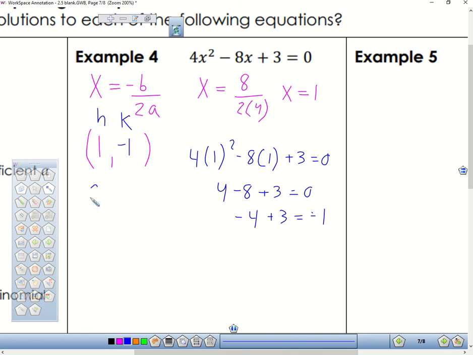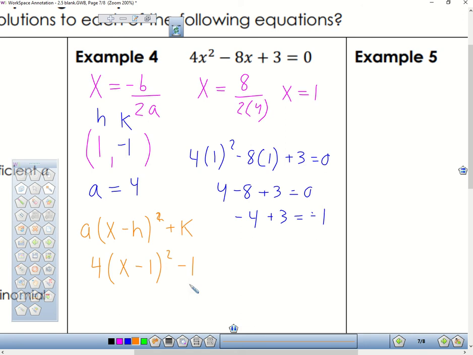And then what is my a value according to the equation? 4. Those are the 3 pieces of information you need to find vertex form. A times x minus h squared plus k. Well, that's just going to be 4 times x minus 1 squared minus 1. Isn't that what we got completing the square?